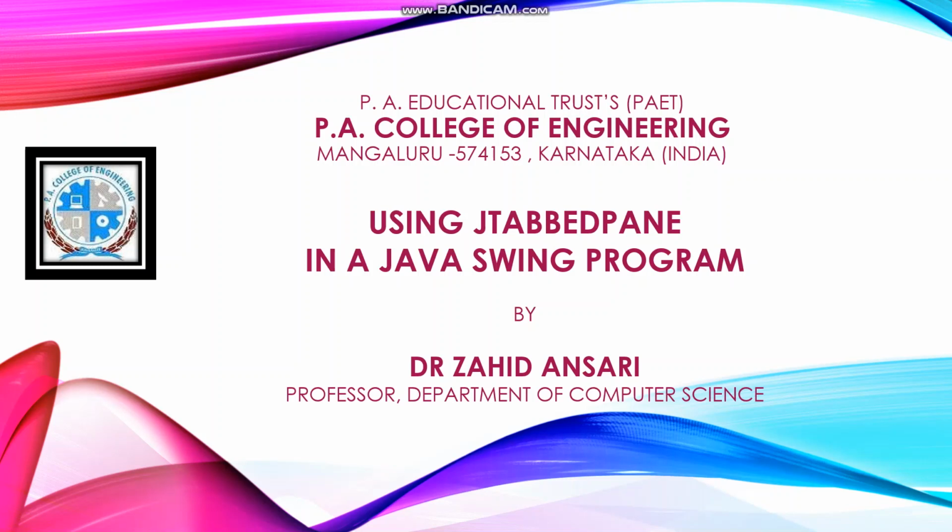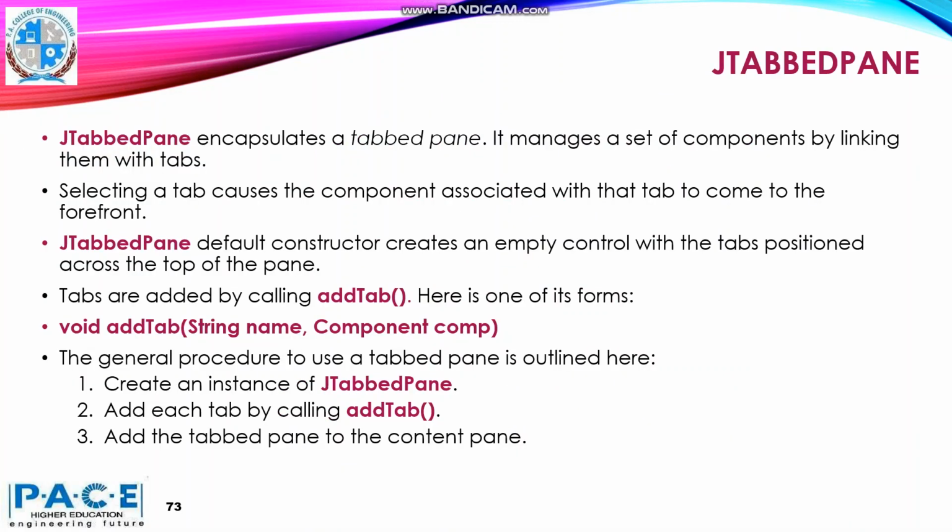In this video, I'll be discussing how to use JTabbedPane in a Java Swing program. JTabbedPane encapsulates a tabbed pane. It manages a set of components by linking them with tabs. Selecting a tab causes the component associated with that tab to come to the forefront. The JTabbedPane's default constructor creates an empty control with the tabs positioned across the top of the pane.